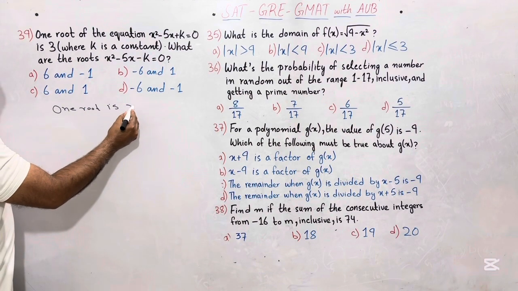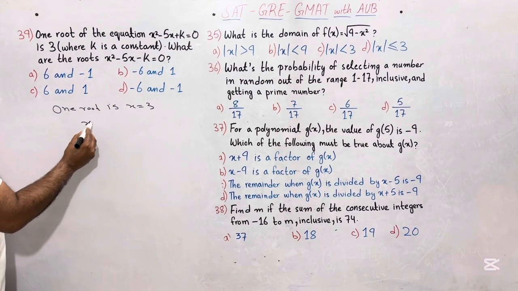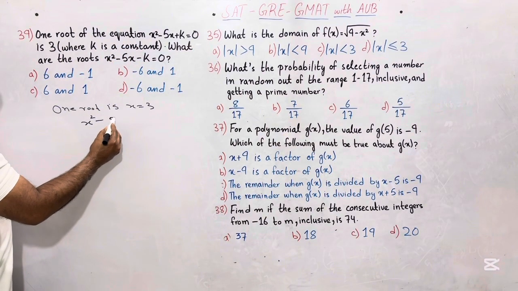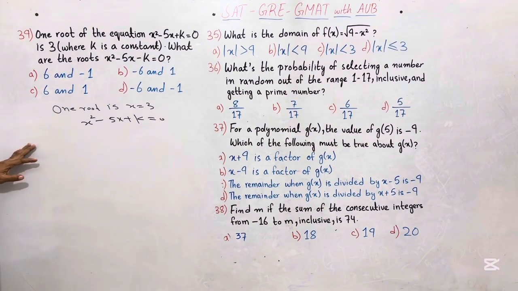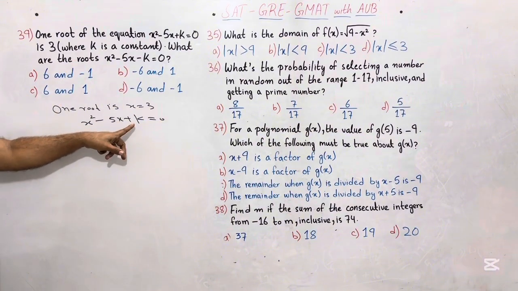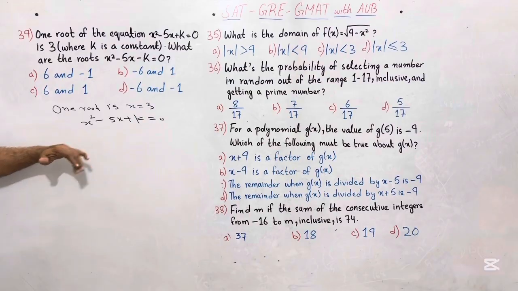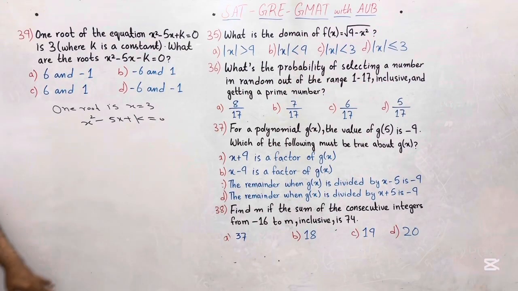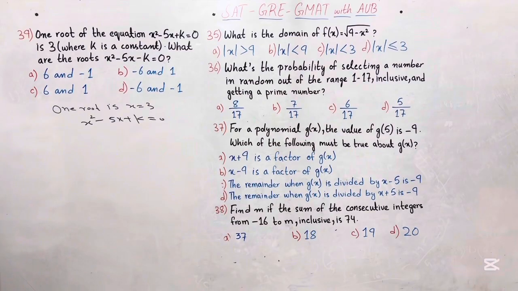is x is equal to 3 of the quadratic equation x square minus 5 times x plus k is equal to 0. If we plug in x is equal to 3, because one root of this equation is 3, then we are in a position to determine the value of k. Then plug in the value of k here and solve this quadratic equation. Then it is our required result.